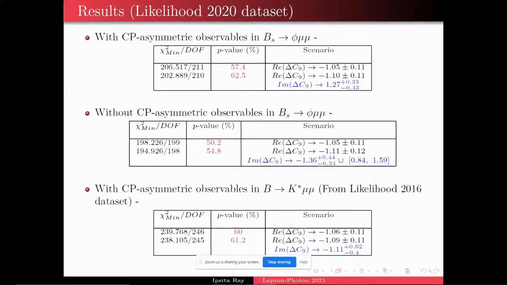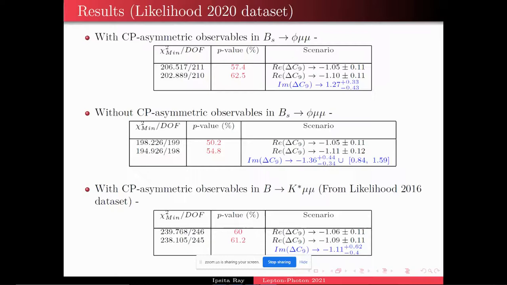We define three fit scenarios. The first one comprises the Likelihood 2020 dataset, where we have only the CP asymmetric observables in B_s → φ μ+ μ-. In the second dataset, we drop the CP asymmetric observables in B_s → φ μ+ μ-. So this dataset doesn't contain any of the asymmetric observables. And in the third one, we add the CP asymmetric observables in B → K* μ+ μ- from the Likelihood 2016 dataset on top of the Likelihood 2020 dataset.